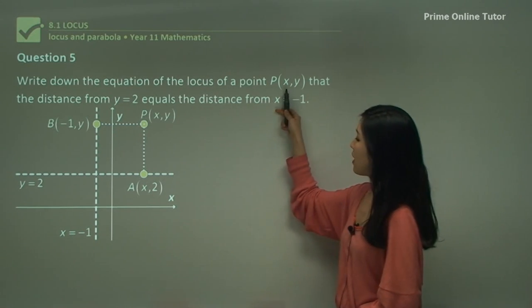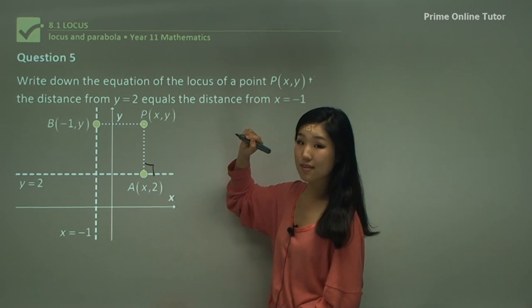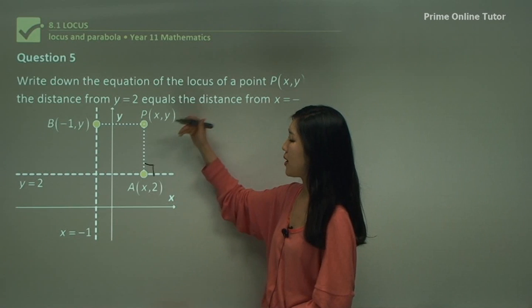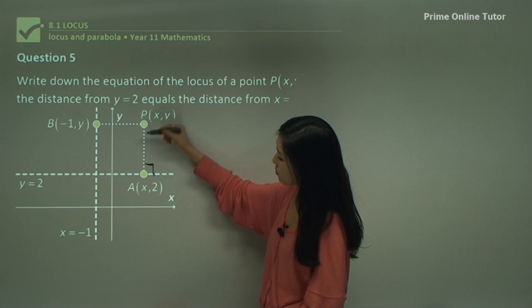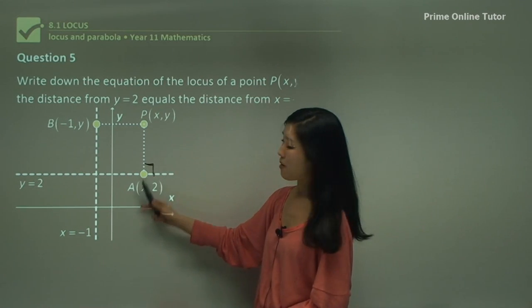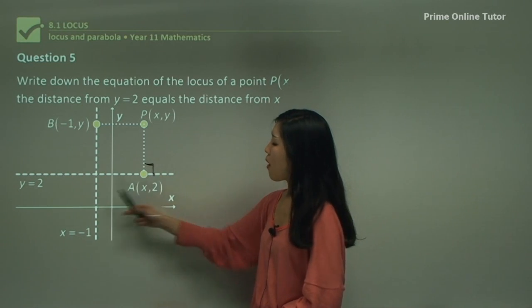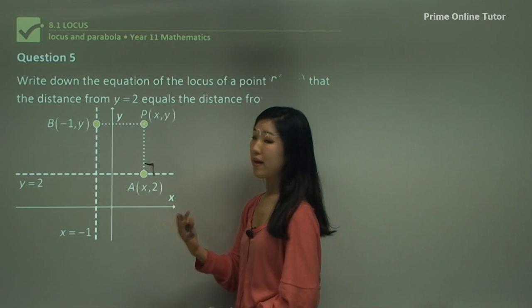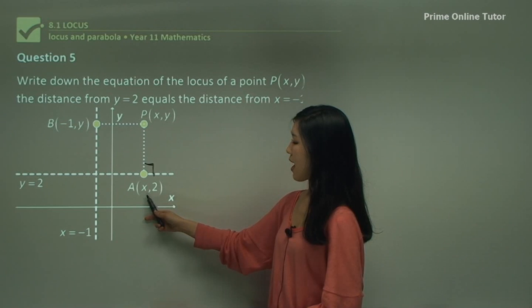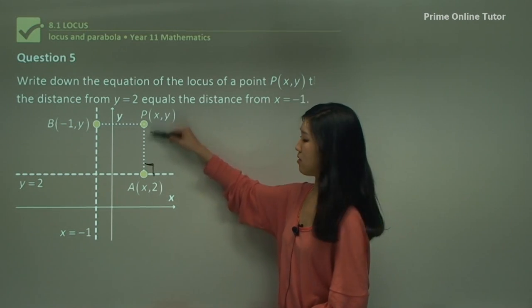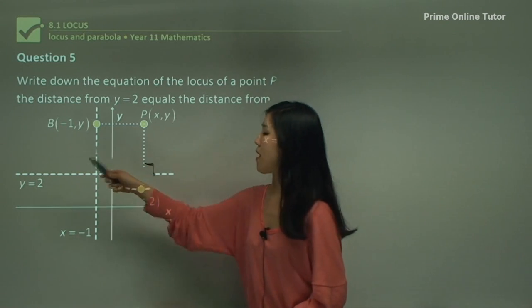Now the distance of P to y equals 2, remember, is always going to be the perpendicular distance. When it says distance to a line from a point, it must always be the perpendicular distance. So it's going to be this point to this line, that distance, and I'll call the point on the line A. Now y is definitely 2 because it's on the line y equals 2. And this x will be the same x coordinate as P, since it's vertically on the same line. So the coordinates of A are (x, 2), no matter where P is.